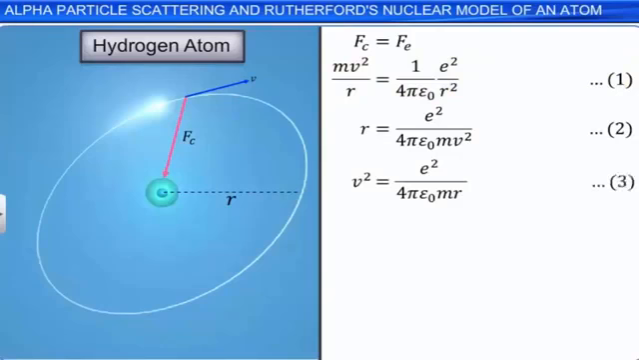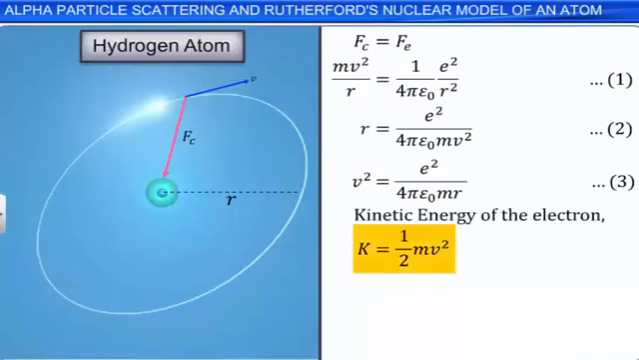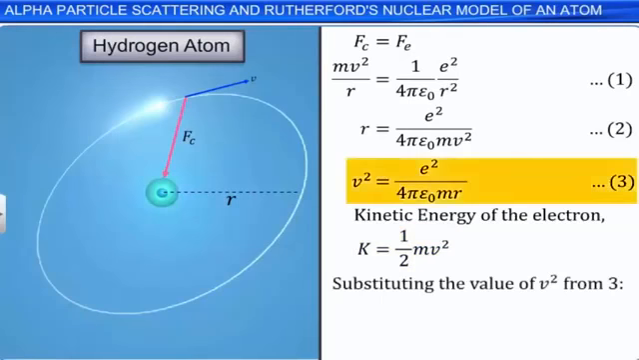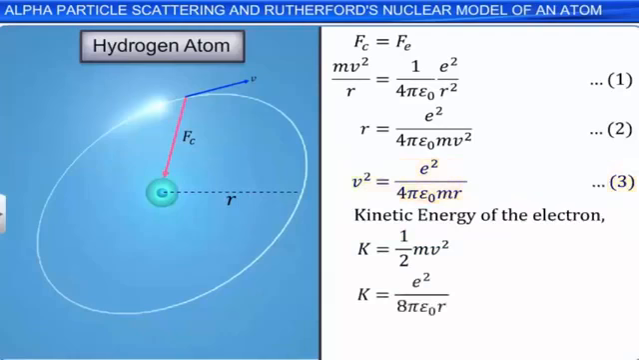The kinetic energy of the electron in the hydrogen atom is K and is equal to half mv square. Substituting v square in the expression for kinetic energy, we get K is equal to e square by 8 pi epsilon naught r. Let this be equation 4.